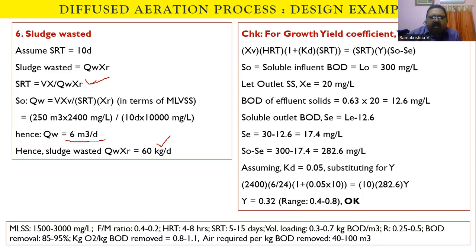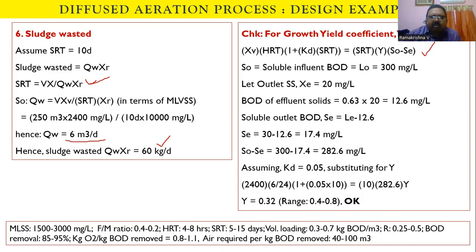Whenever we talk about the biological treatment system, we also need to talk about the growth yield coefficients. So growth yield coefficients give the efficiency of conversion in the biological system. The formula given here is XV into HRT into (1 plus KD SRT) is equal to SRT into Y into (S0 minus SE). So here, this is the formula.